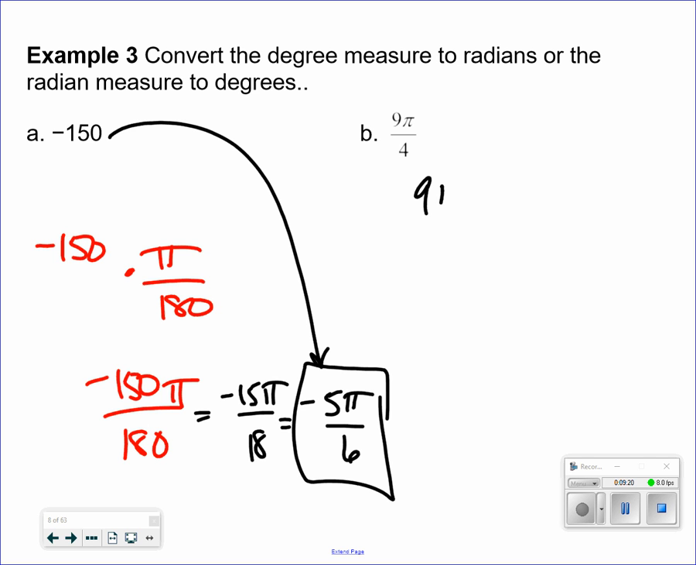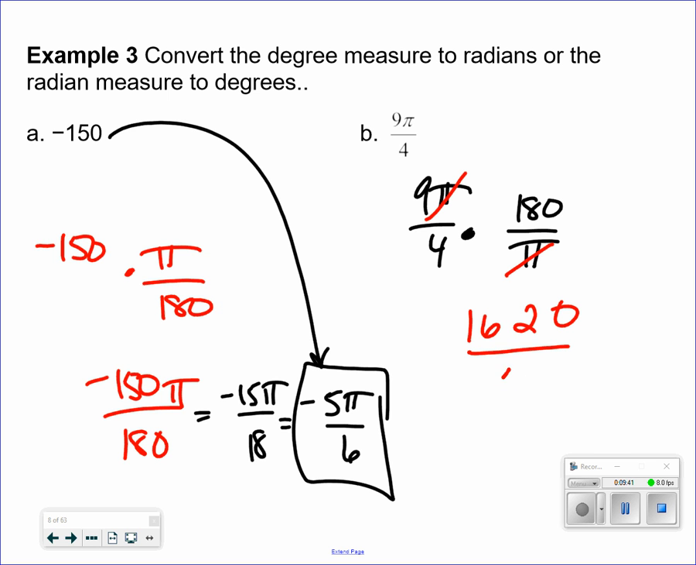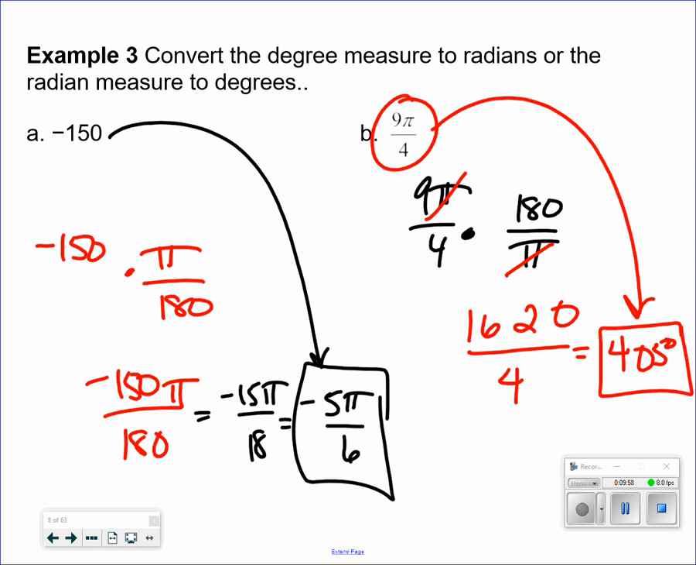Going the other direction, if I had 9 pi over 4 and I wanted to turn this into degrees, notice the 180 goes on top because I'm trying to go to degrees. And then what happens here is the pi and the pi will cancel. So then I get 9 times 180 is 1,620. Still divided by 4 is 405. So 405 degrees. So again, 9 pi over 4 is equivalent to 405 degrees.